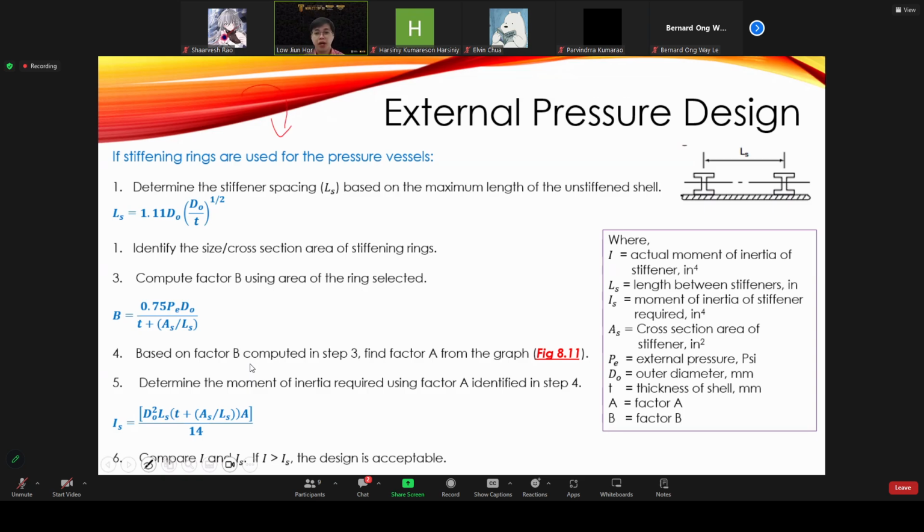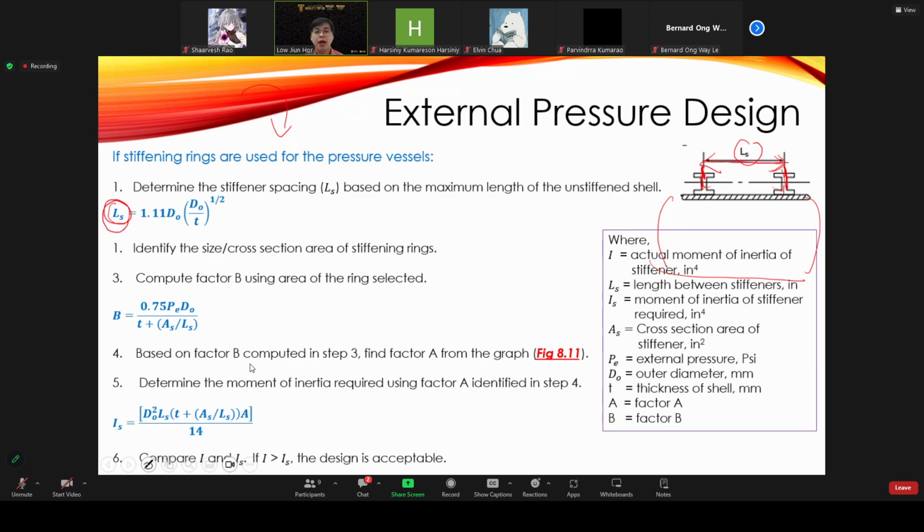Okay, first, imagine this is your horizontal cylindrical pressure vessel. This is your ring. Now you have two rings here. If you measure from the center of the first ring to the center of the second ring, the gap here is known as the interval of our stiffener. Normally it is represented by LS.